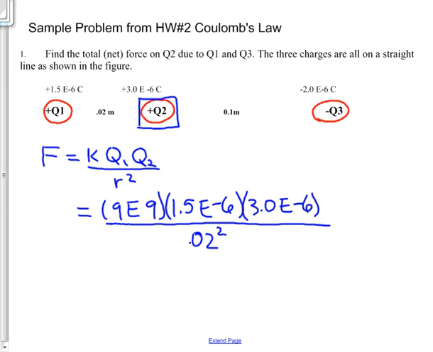So we're going to plug those values into our calculator, being very careful to use the EE key and not the times 10 caret. And when we do that, we will find that the answer is 101.25. This answer will be in newtons because it's a force.